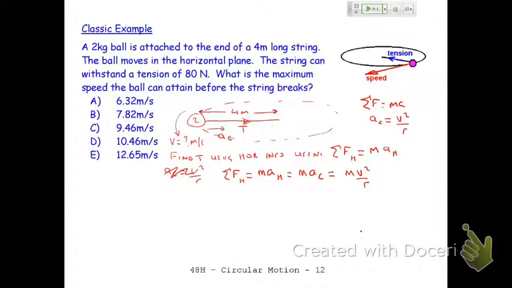Now I look at my diagram and I say, well, there's only one tension horizontal, and that's T max. It's asking us about when the tension is maxed out. T max equals 80. So that's going to be plus 80. There's nothing dragging back in the other direction, so that's just plus 80. Is equal to the mass of this thing, which is 2, times the speed of this thing, which is what I want, over the radius of this thing, which is 4.